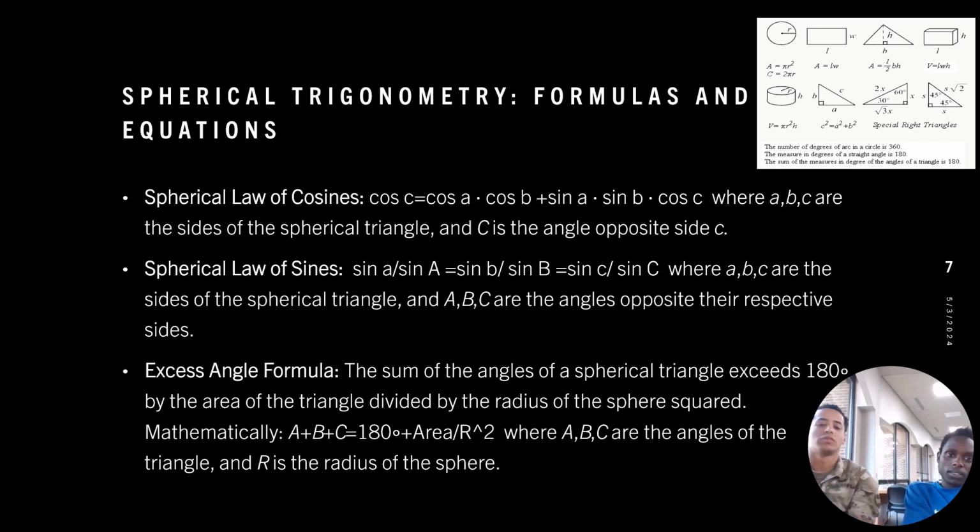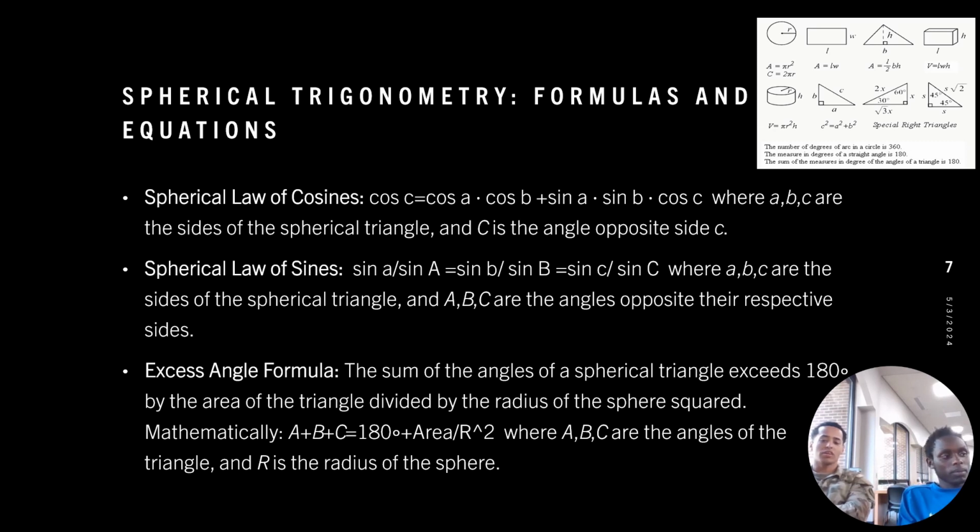So now we're going to go over spherical geometry trigonometry formulas and equations. You have three different types, and I just want to point out you have more, but I just list some of the more basic ones. So you have the spherical law of cosines, the spherical law of sines, and the excess angle formula. Explaining the excess angle formula: it's the sum of angles of a spherical triangle that exceeds 180 degrees.